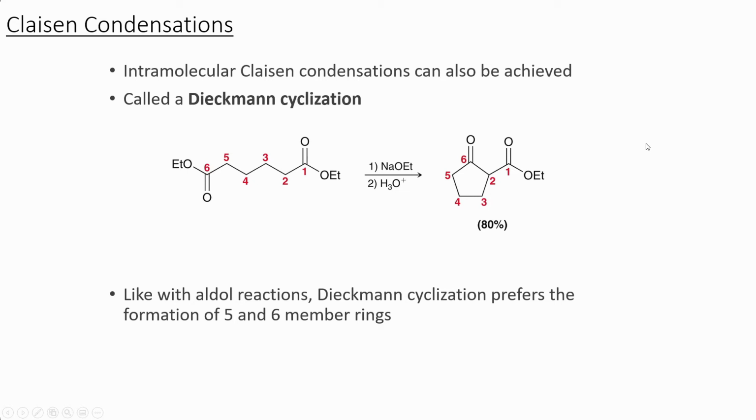We can also obtain an intramolecular Claisen condensation, and this is called a Dieckmann condensation, where we take a diester in one molecule and convert it to the cyclic form. And similar to cyclic aldol reactions, the Dieckmann cyclization will only form 5 or 6 membered rings.